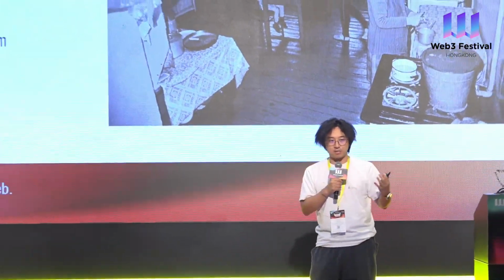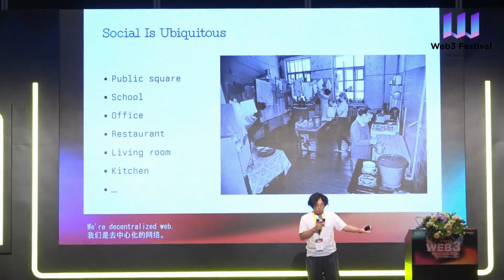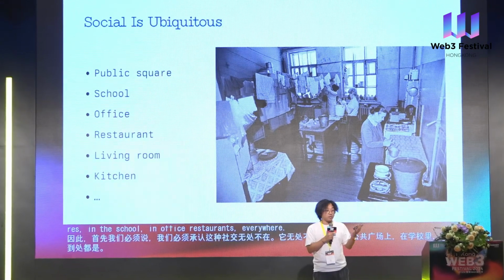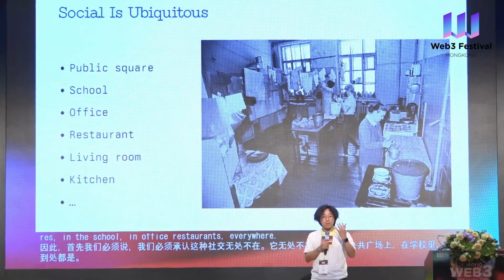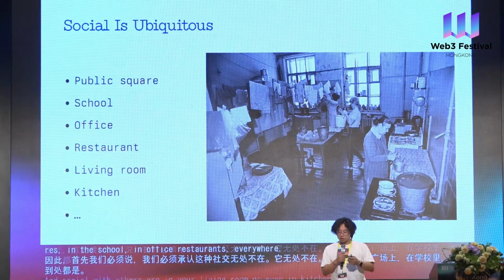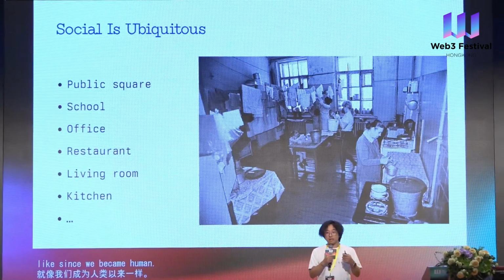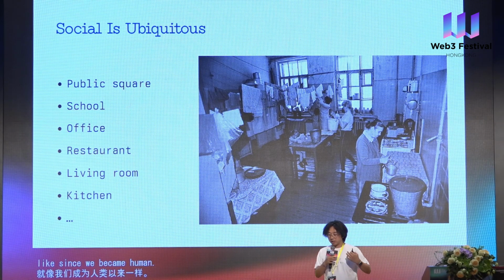So first, we have to admit this. Social is ubiquitous. It's everywhere. It's in public squares, in the school, in the office, restaurants, everywhere. And you socialize with others in your living room or even in the kitchen. This is a really famous Soviet Union kitchen, so that people can socialize together, talk and exchange information in this place. So social has been there since we became human. It's not something new. So coding this into a protocol or into some tech stack is really hard.